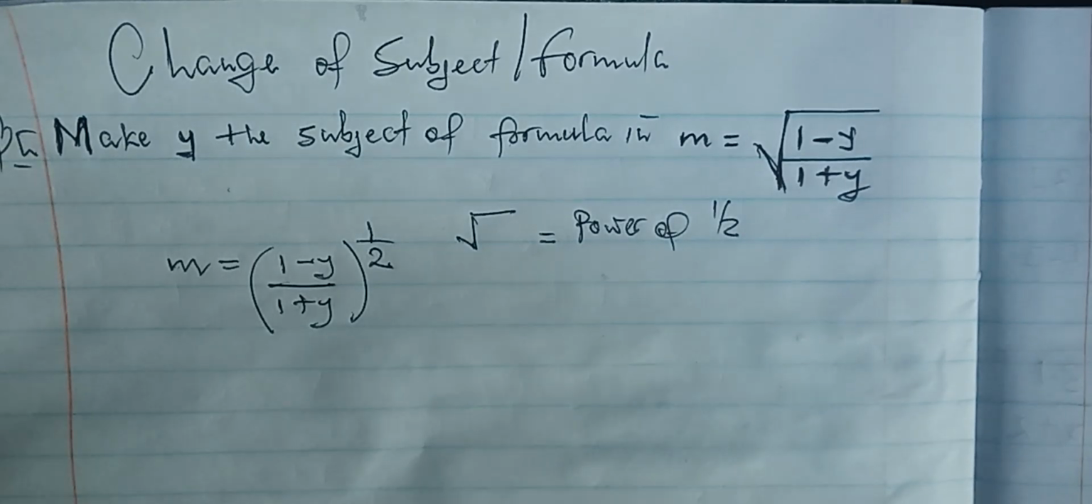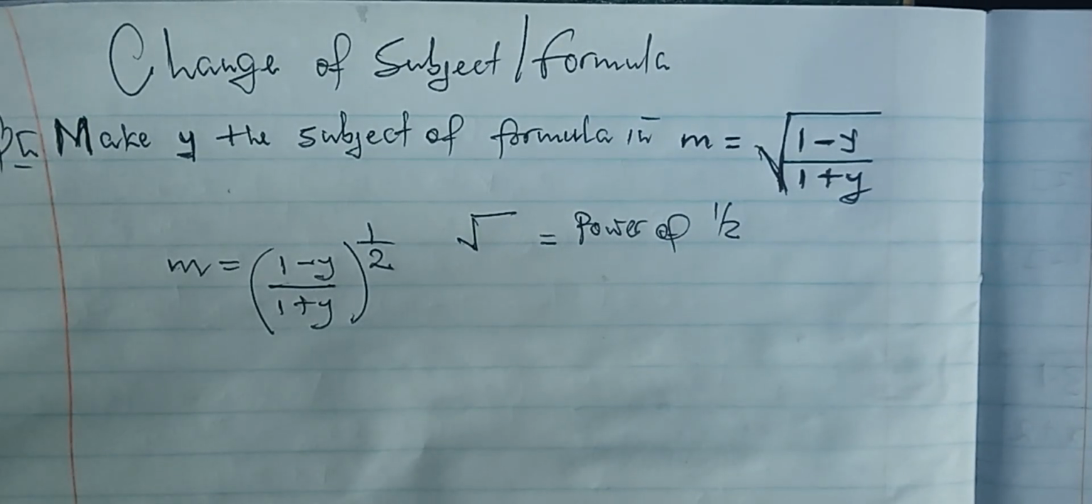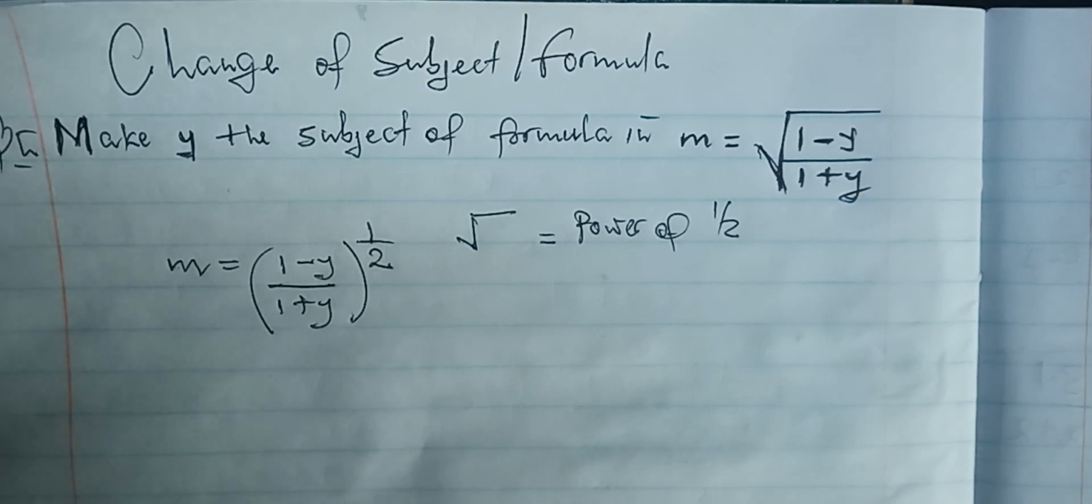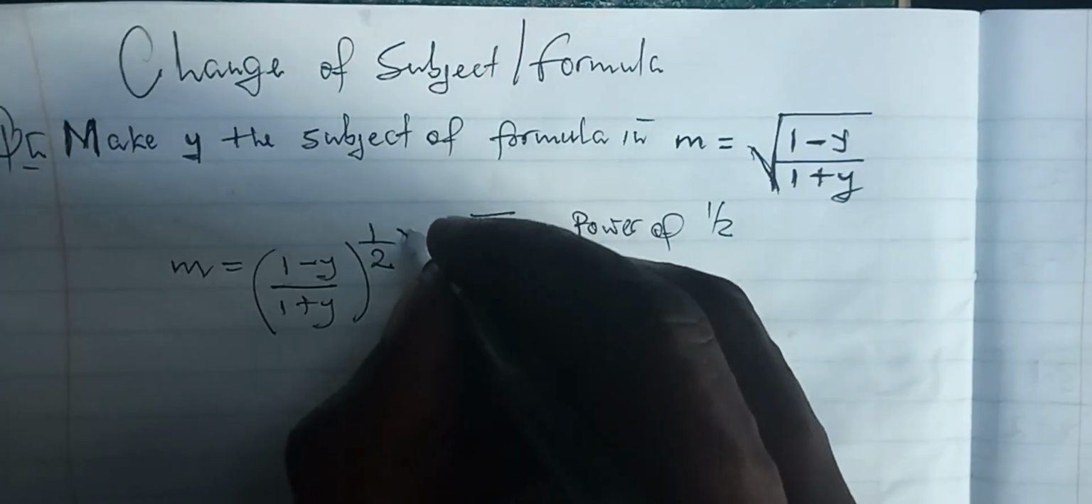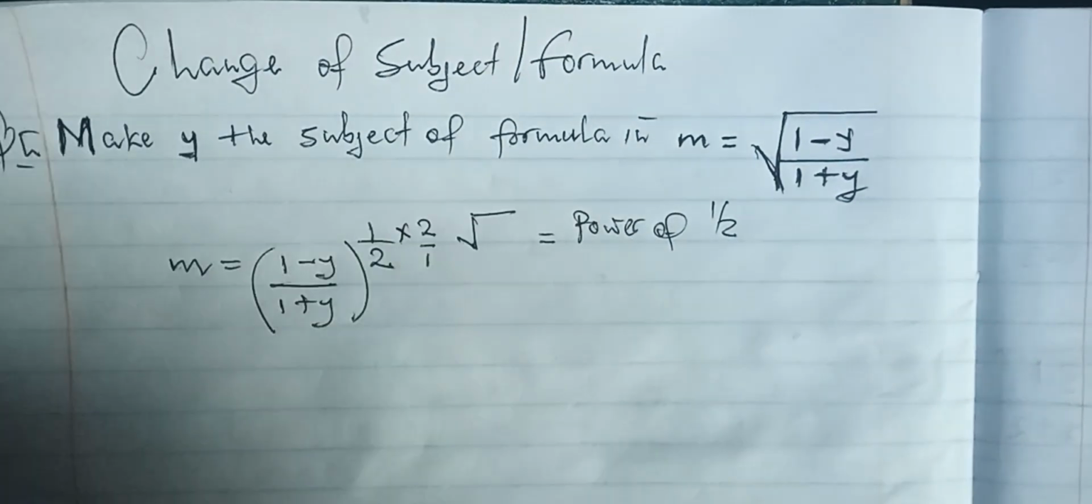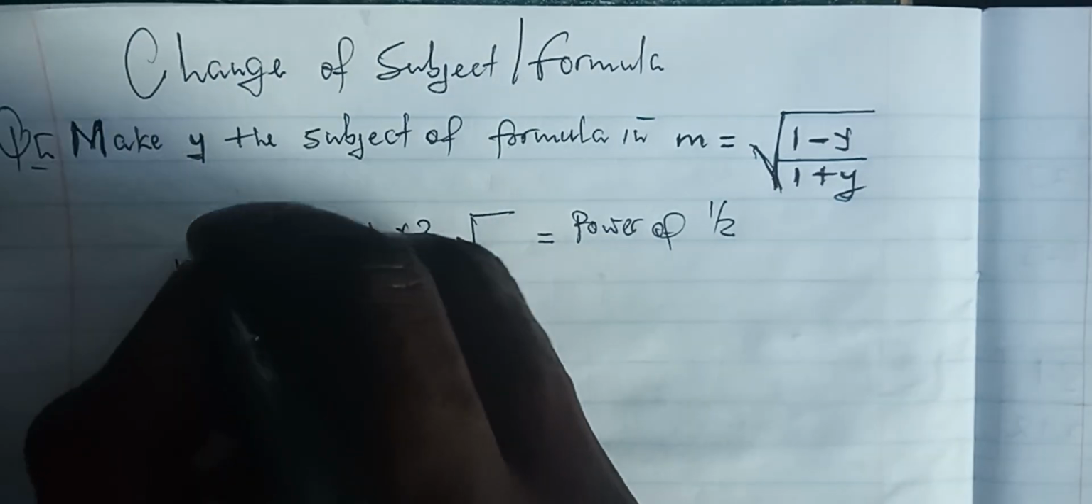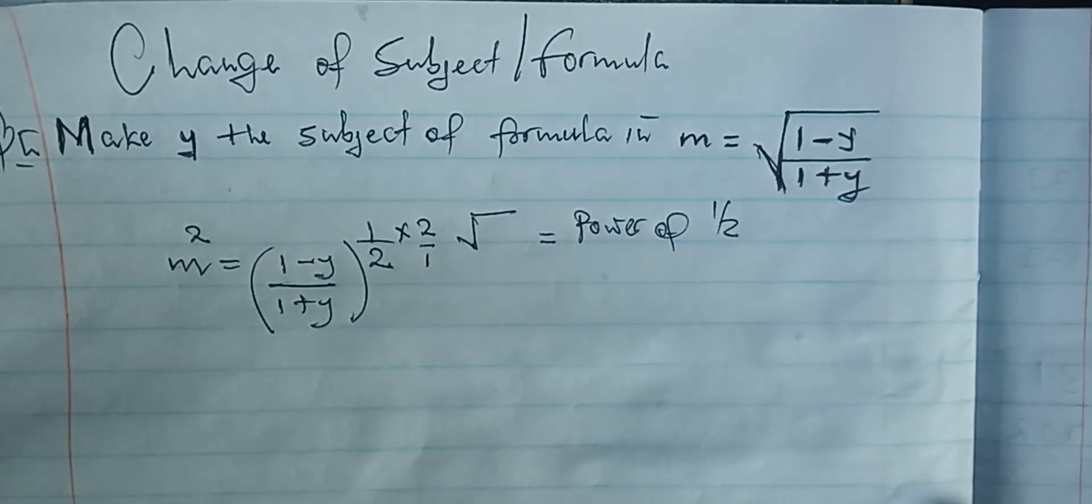So the first thing that we are going to do in making y the subject of the formula, meaning to say we want to express y in terms of the other letters that are there, which is m. For us to do that, the first thing is to clear the power by multiplying it with the reciprocal of half, which is 2. And we're going to do this on both sides.